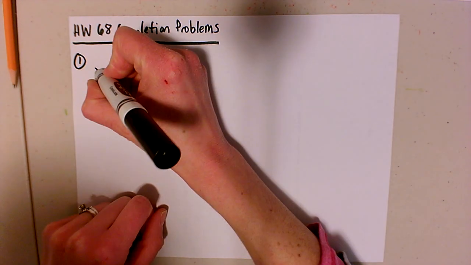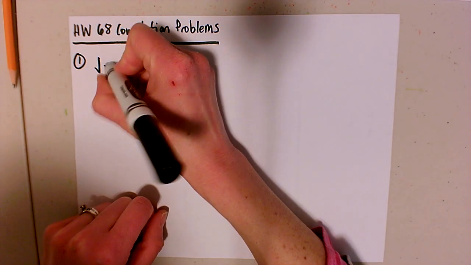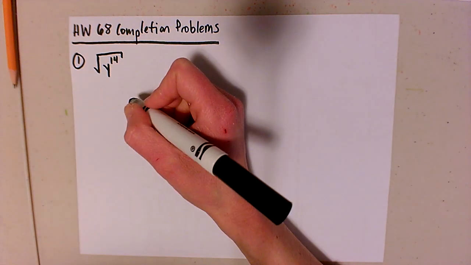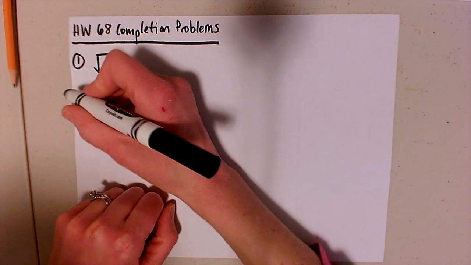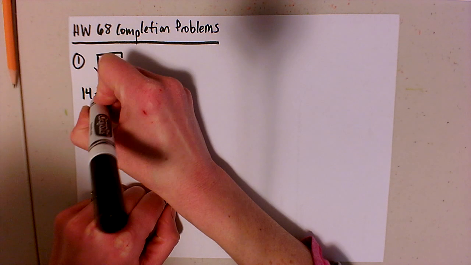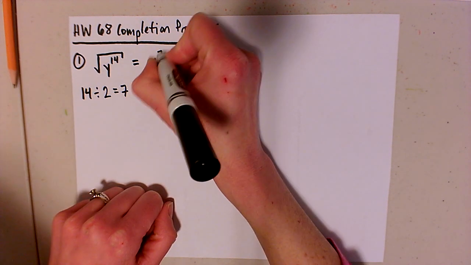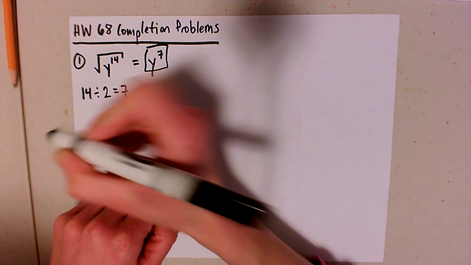So, for number 1, we have the square root of y to the 14th. To take the square root of things that have exponents, you just divide those exponents by 2. So you can think about this as 14 divided by 2, which is 7. So then your answer is y to the 7th.